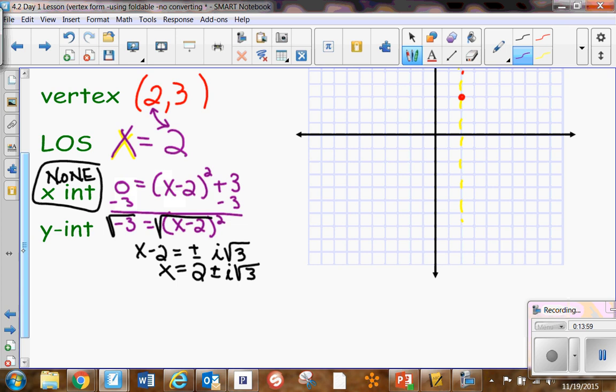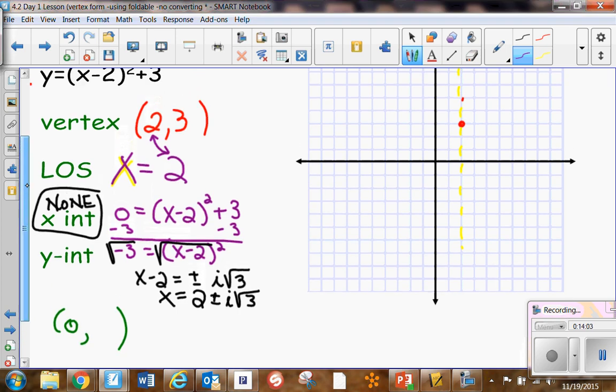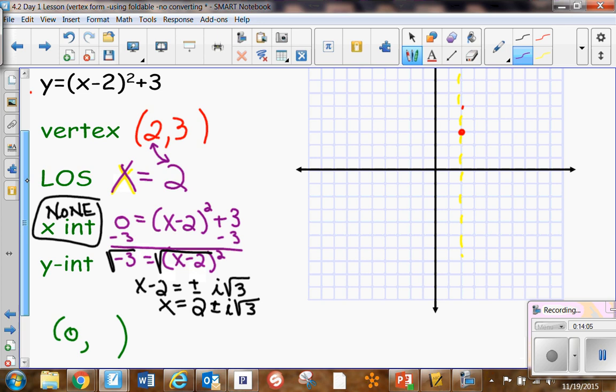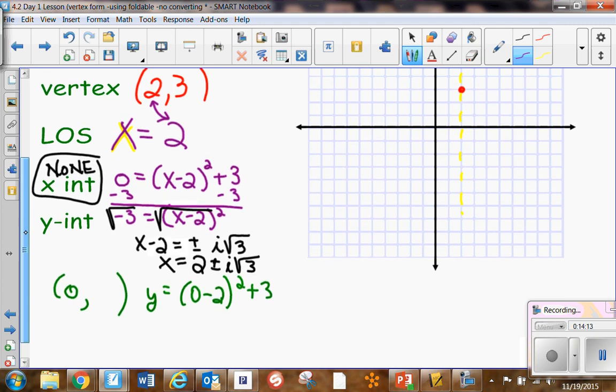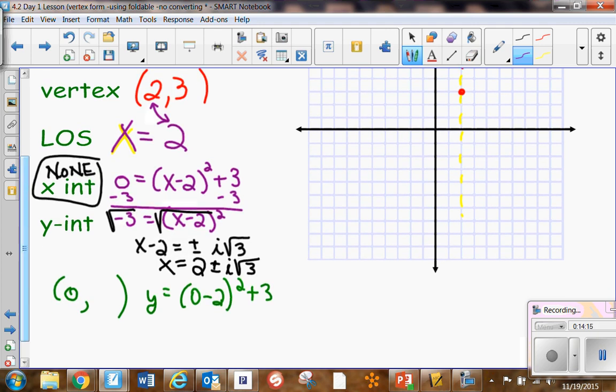And then lastly, our y-intercept, we'll put a 0 in for x. And so that will be (0 minus 2) squared plus 3. 2 squared is 4, plus 3 is 7. Come up with 7.